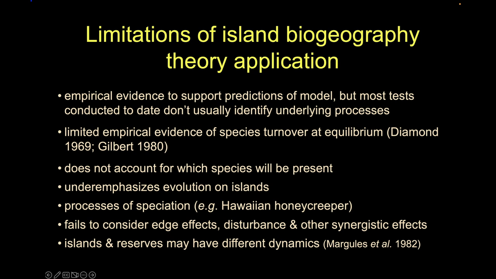This is really a short-term thing. It's at the time scale of ecology, not so much the time scale of evolution, so not at the scale of Darwin's finches. This is actually good in a conservation context because we're also not usually operating at the time scale of evolution. It doesn't follow speciation either. The classic model doesn't look at edge effects, disturbance, and these other things.